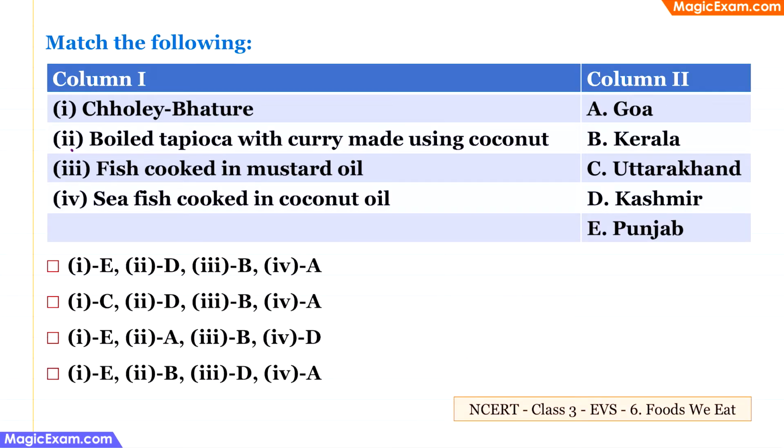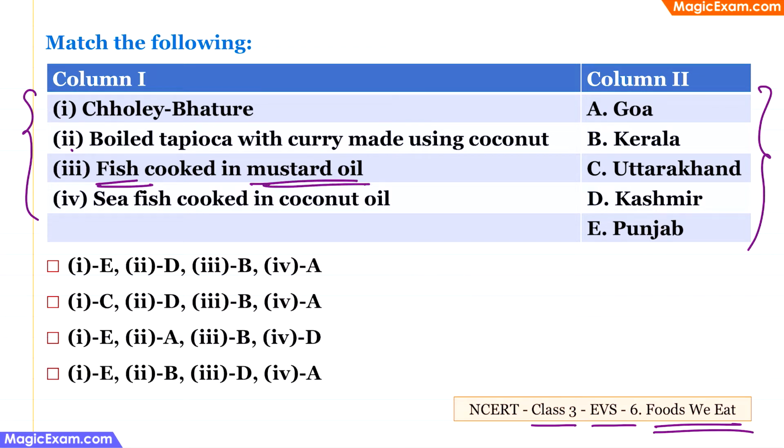Match the following. Now here we are given 4 food items and we are given a choice of 5 states and we have to match the food items with the states. Now this question has been taken from class 3 EVS, Foods We Eat. Now as I mentioned earlier, whenever you see fish and mustard oil, then immediately associate it with Kashmir. Therefore, 3 has to be D. Now when we look at the answer choices, the last one has 3 as D. Therefore, this has to be the correct answer because none of the other 3 have 3 associated with D.